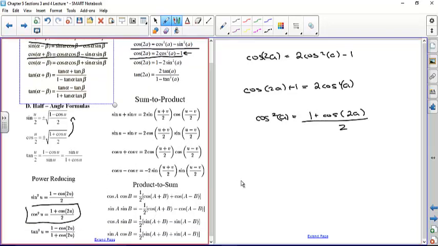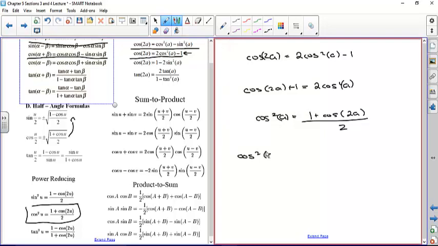And again, I think you could use the Pythagorean identity. That Pythagorean identity would be cosine squared of a equals 1 minus sine squared of a. So if you plug that in there, you get 1 minus sine squared of a equals 1 half plus cosine of 2a divided by 2.